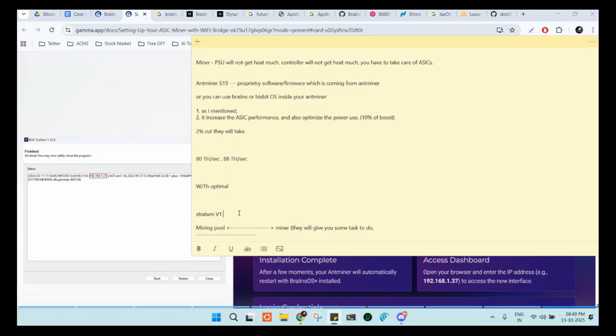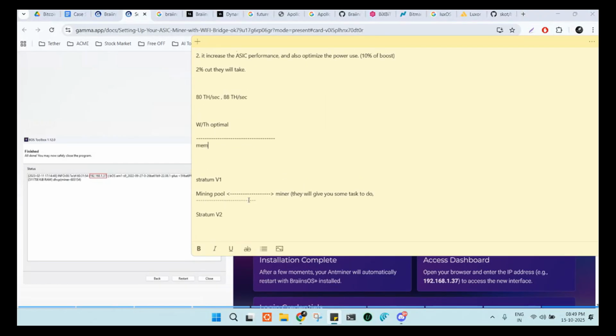But Stratum V1 has so many disadvantages as well. What are the disadvantages? It gives more power to the mining pool, because if mining pools are using the Stratum V1 protocol, miners will never be able to add the transactions they want. So let us take an example, okay? Let us suppose this is a mempool and the mempool has 10 transactions: 1, 2, 3, 4, 5, 6, 7, 8, 9, 10.